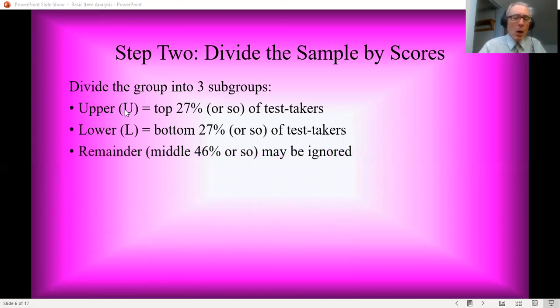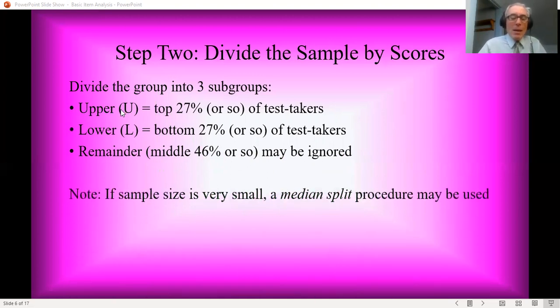The middle group, you're going to ignore from here on. So not quite half of your people are likely not to factor into these calculations at all. These are the people who didn't do especially well or especially poorly, so they're less informative is the idea. Now, sometimes, what do you do if you've only got like 20 people in your class and you're like, well, 5 or so in the upper group, 5 or so in the lower group doesn't sound like a very stable statistical approach.